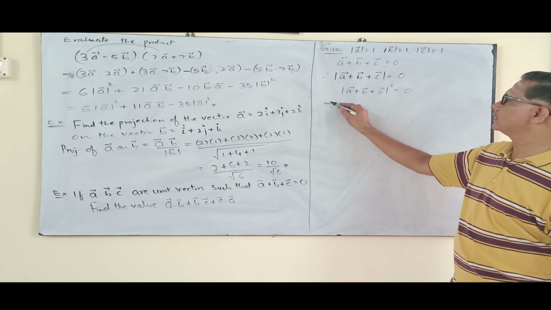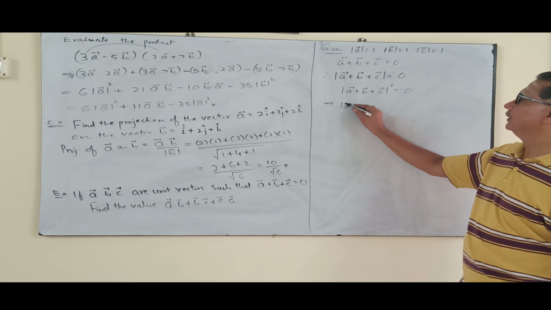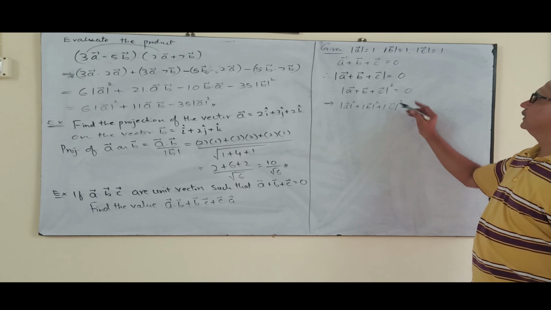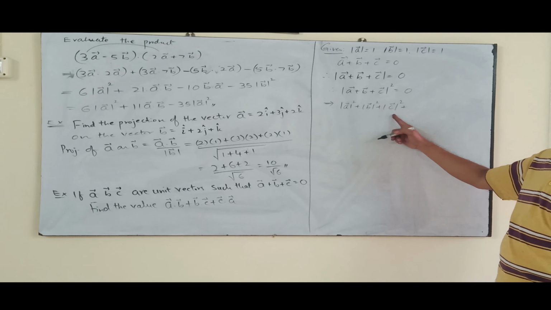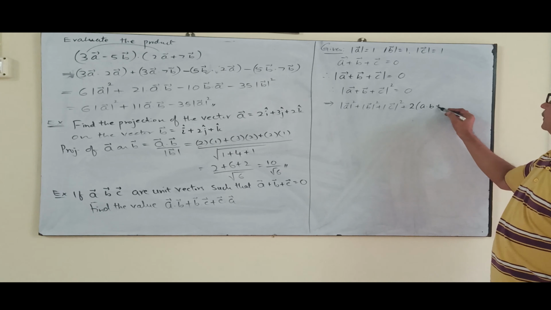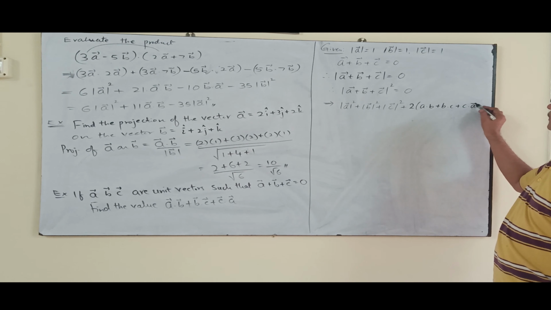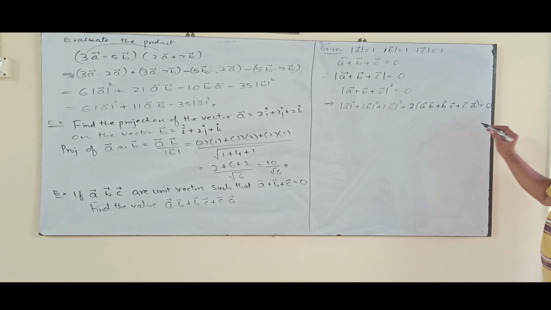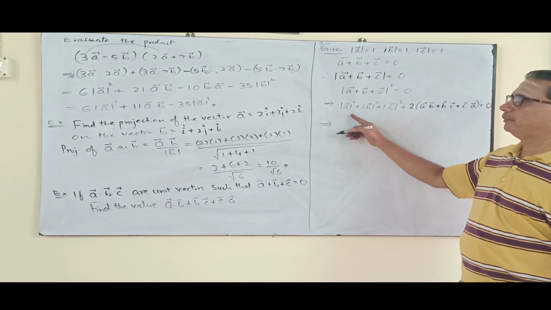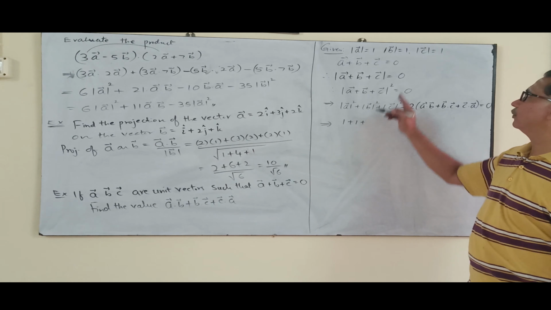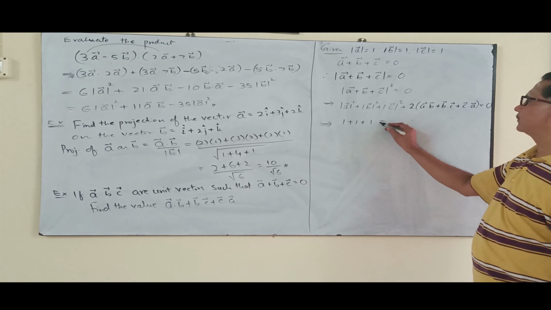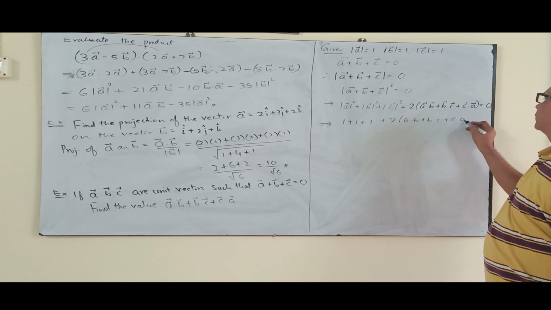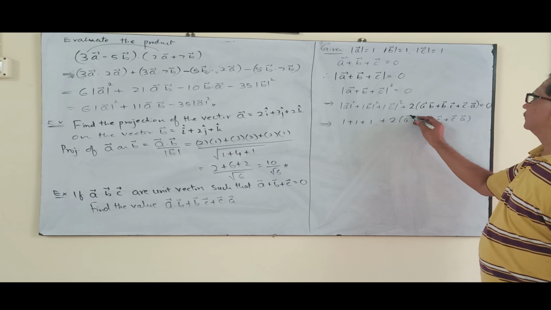Now using the usual algebraic expansion of (a + b + c)², we get |a|² + |b|² + |c|² + 2(a·b) + 2(b·c) + 2(c·a). Taking 2 common, this is |a|² + |b|² + |c|² + 2(a·b + b·c + c·a) = 0. But the magnitude of a is 1, so 1² = 1; similarly for b and c. So 1 + 1 + 1 + 2(a·b + b·c + c·a) = 0.